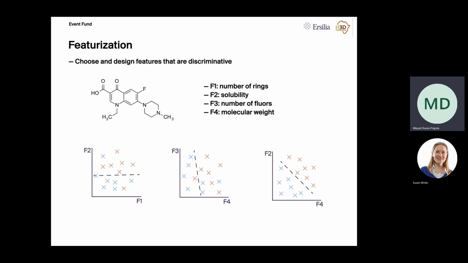If you do featurization right, as I said before, the machine learning part is very easy. In this case, it's just drawing a line.